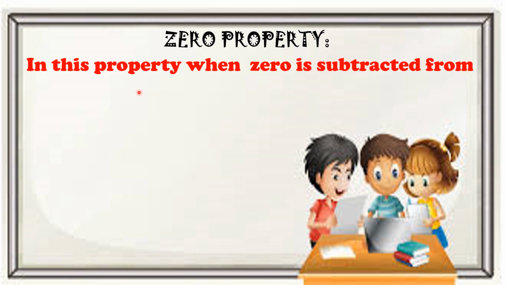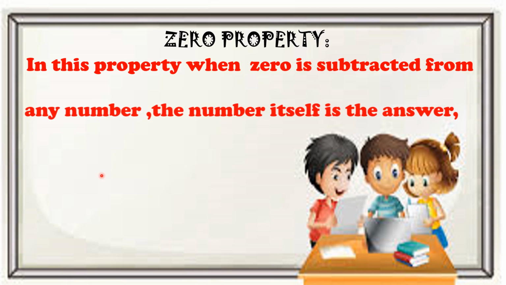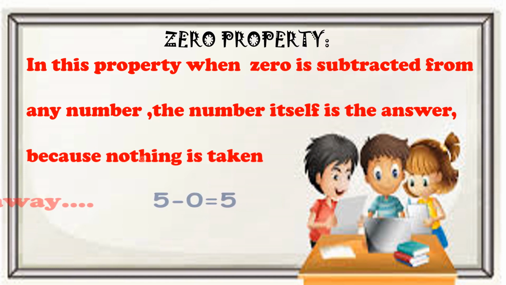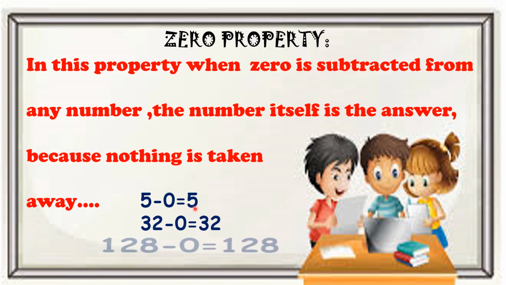In this property, when 0 is subtracted from any number, the number itself is the answer, because nothing is taken away. For example, 5 minus 0 will be 5 itself. 32 minus 0 equals 32. 128 minus 0 equals 128.